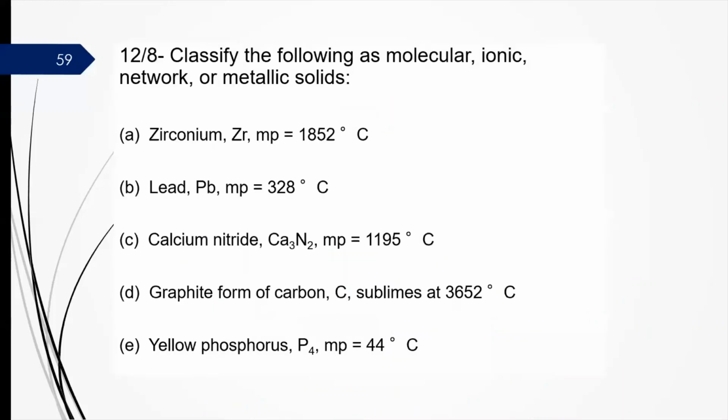So let's try that. Let's go ahead and classify these as being either molecular, ionic, network, or metallic solids. And we should be able to go through and do that. Zirconium is a metal, so that's going to be a metallic one. Lead is also a metal, so that's also going to be metallic. Calcium nitride, that's a metal and a non-metal, so that's going to be ionic.